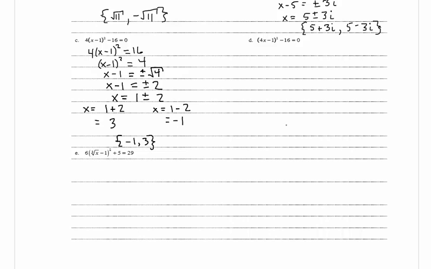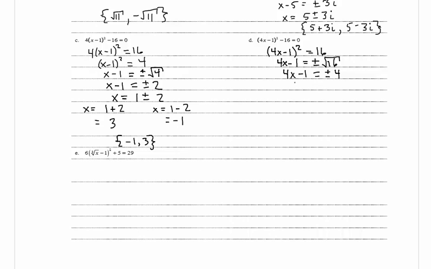In D, we have (4x minus 1) all squared minus 16 is equal to 0. So we're going to add 16 to both sides. So we have (4x minus 1) squared is equal to 16. And now we're going to take the square root of both sides. So I have 4x minus 1 is equal to plus and minus the square root of 16. And the square root of 16 is equal to 4.